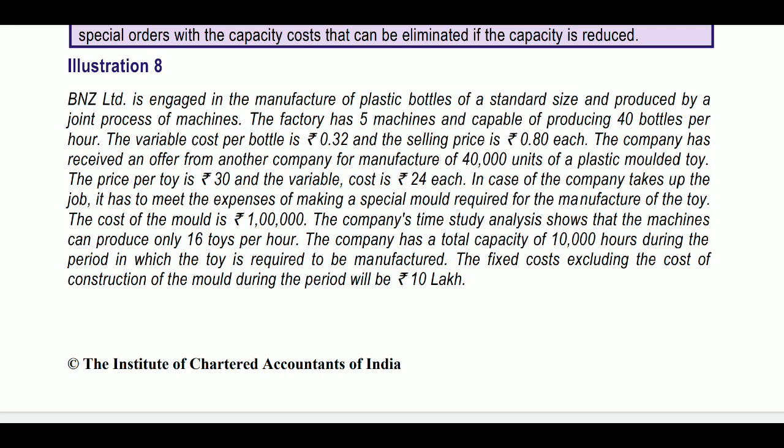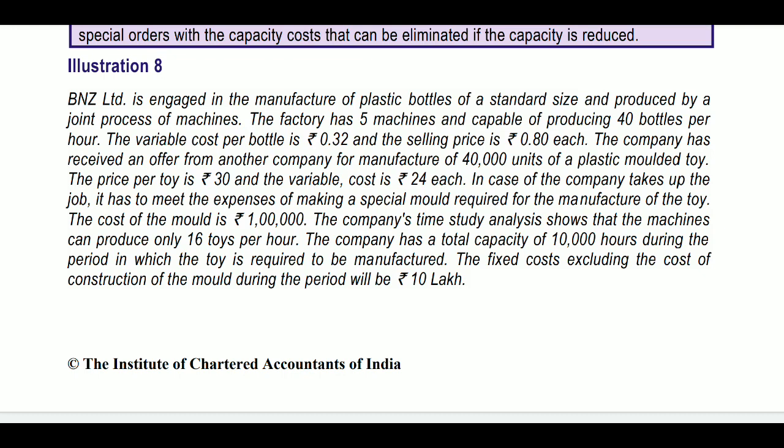Next, in case the company takes up the job, it has to meet the expenses of making molds required for manufacture of the ties. The cost of molds is 1 lakh rupees. Out of the 6 rupees contribution, we will incur 1 lakh for the cost of molds, because we accepted the ties. If we are not accepted, we will not incur this 1 lakh.